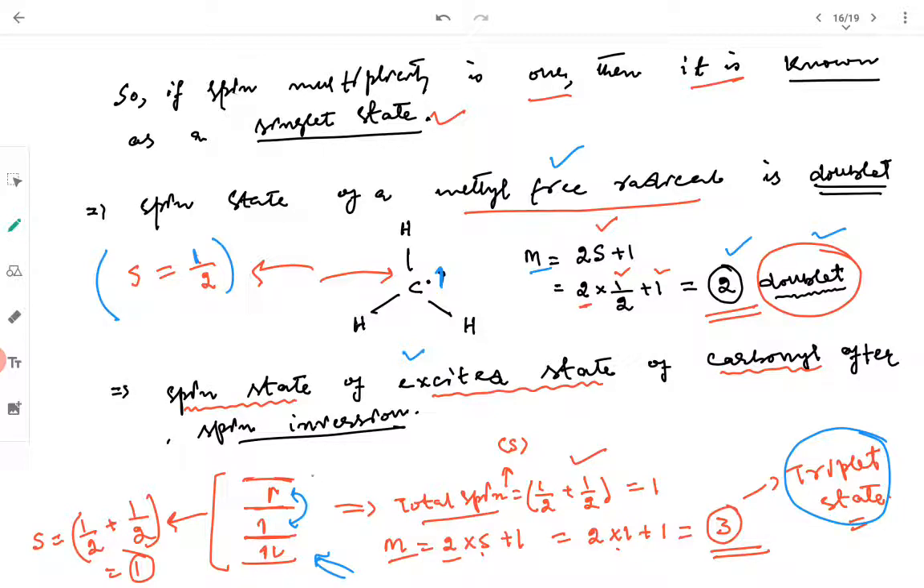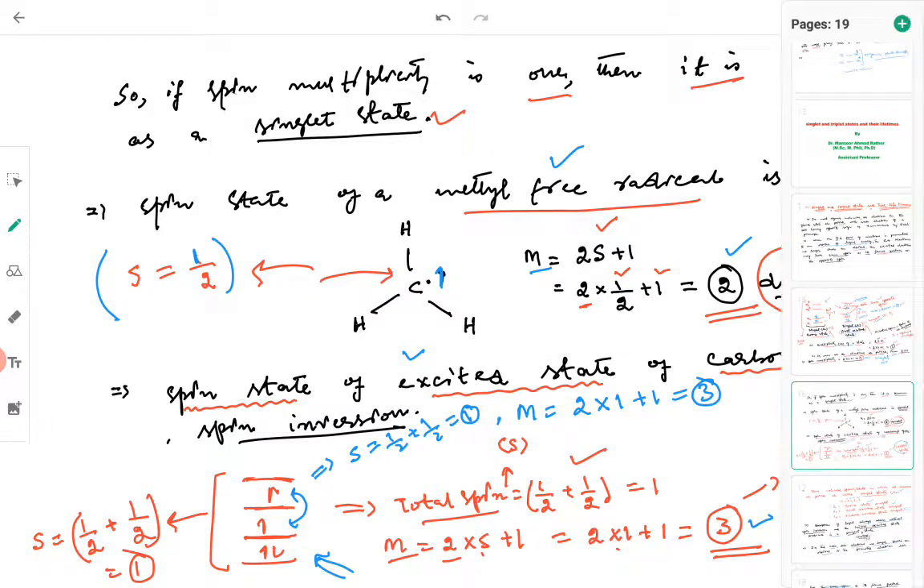So for such a state, the total spin will come out to be 1/2 plus 1/2, which is 1. Okay, so multiplicity will be equal to 2S plus 1, where S is the total spin, 1, so 2 times 1 plus 1 equals 3. So multiplicity is equal to 3. For any state for which multiplicity is equal to 3, this state is known as a triplet state.